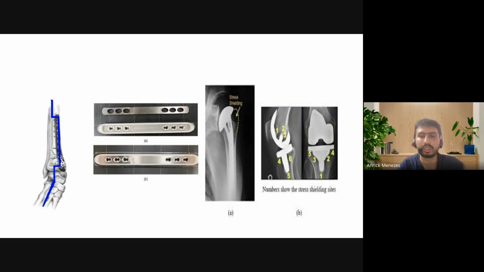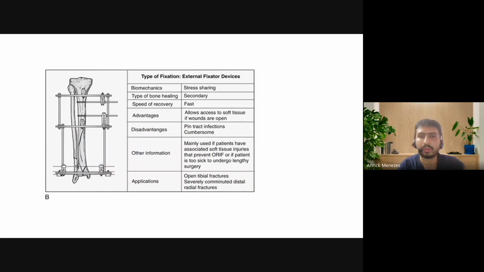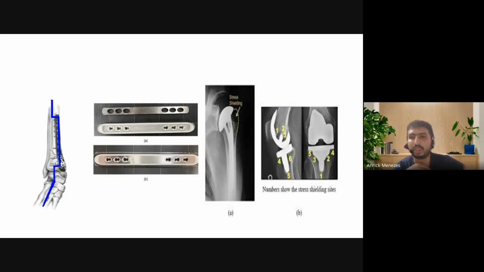These are some of the stress shielding devices, your compression plates and implants, where you see the entire bone load is taken by the implant only. And here you see a total knee replacement implant. You can see how many areas of load it takes. These are the numbers where the implant takes over the load of the bone.